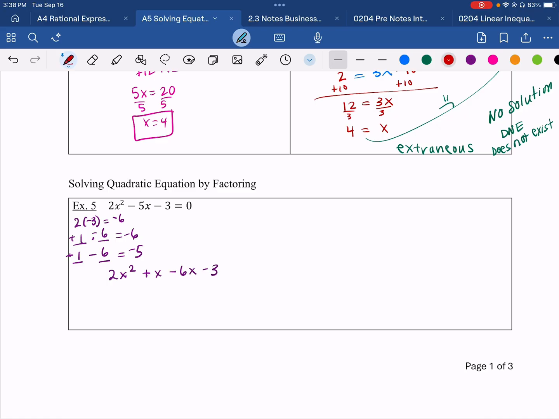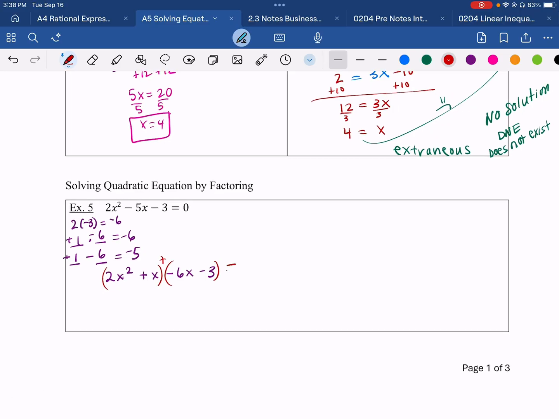Group. Put your first 2 together, second 2 together, put a plus sign. Remember your equal sign. What's in common out of the first 2? X. Like, take out x, 2x plus 1. Out of the second 2, take out the negative 3, and it's 2x plus 1. Remember your equal sign equals 0. If you lose that, you lose a point. What's in common? 2x plus 1. What's left? X minus 3. Remember your equal sign.